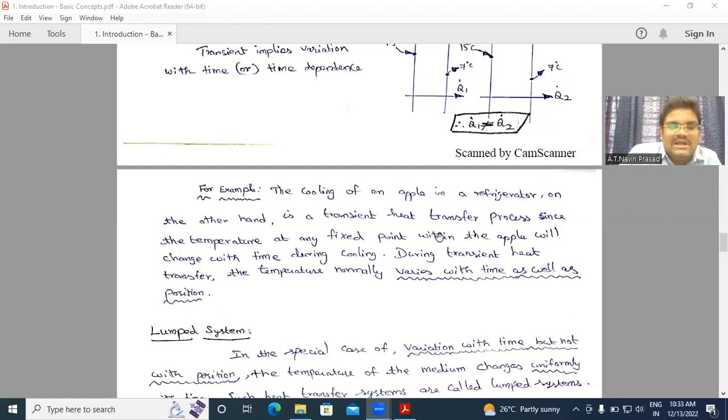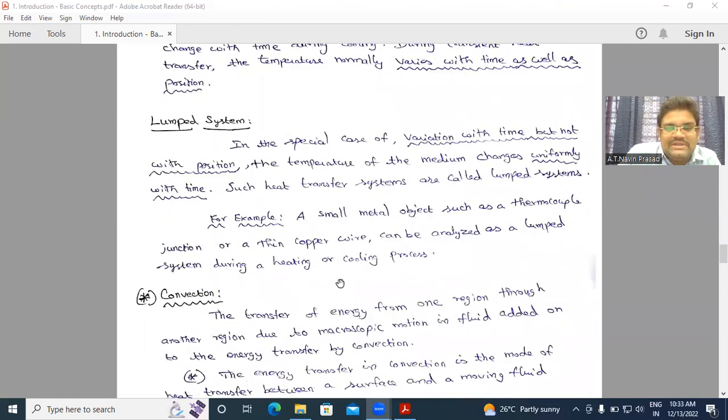So next thing is the lumped system. In the lumped system, the heat transfer will vary with time, but not with position. So the temperature of the medium changes uniformly with time. For example, a small metal object such as a thermocouple junction or a thin copper plate can be analyzed as a lumped system during heating or cooling processes.